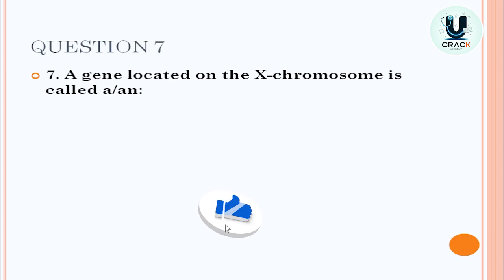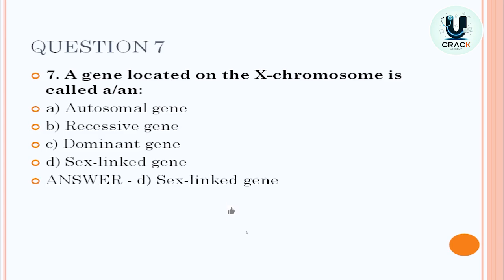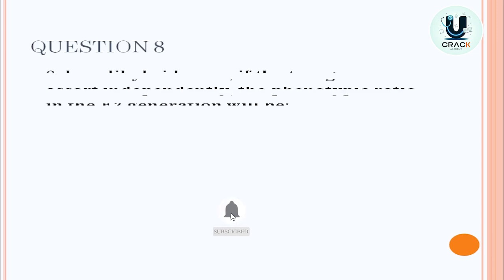Question number 7. A gene located on the X chromosome is called an A. Autosomal gene, B. Recessive gene, C. Dominant gene, D. Sex-linked gene. Answer D, sex-linked gene.